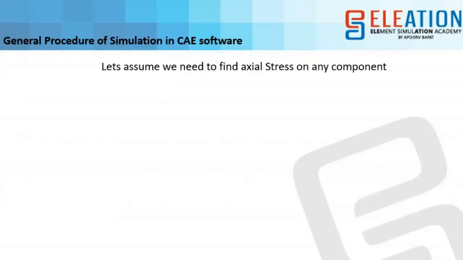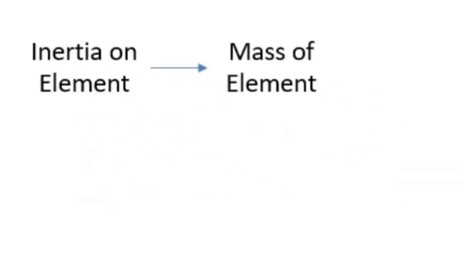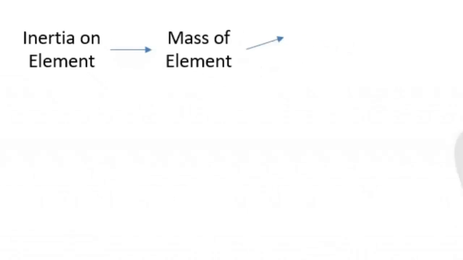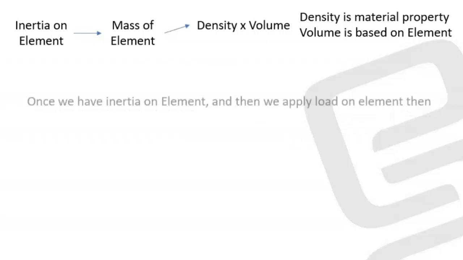Let's assume we need to find axial stresses on any component. First, we have to find out the inertia of element. To find out the inertia of element, we need mass of that element. To know the mass of the element, we need density and volume. Density is a material property and volume is based on shape of the element.